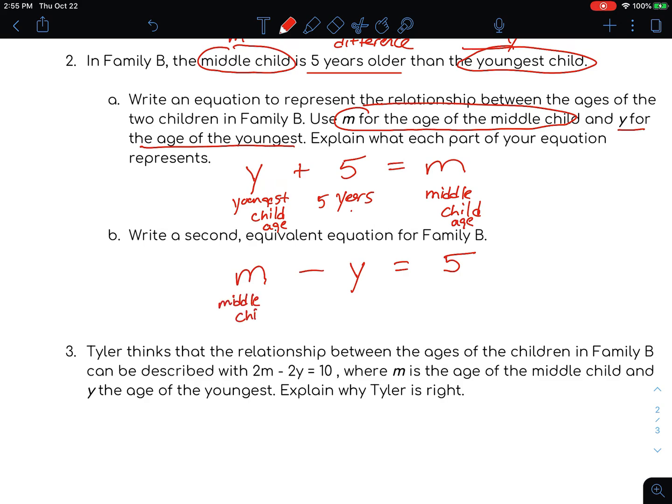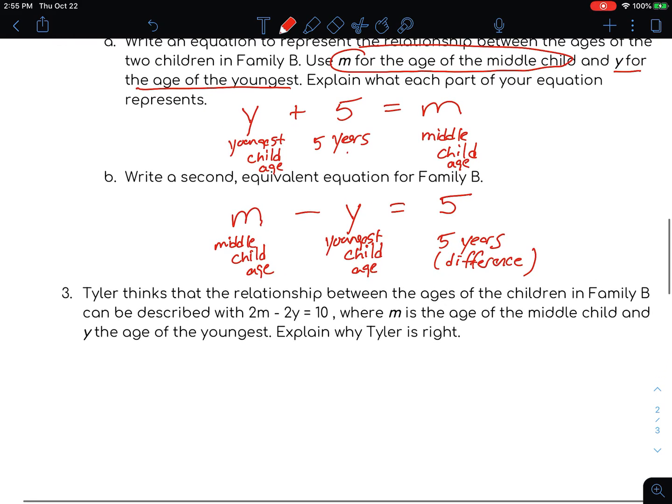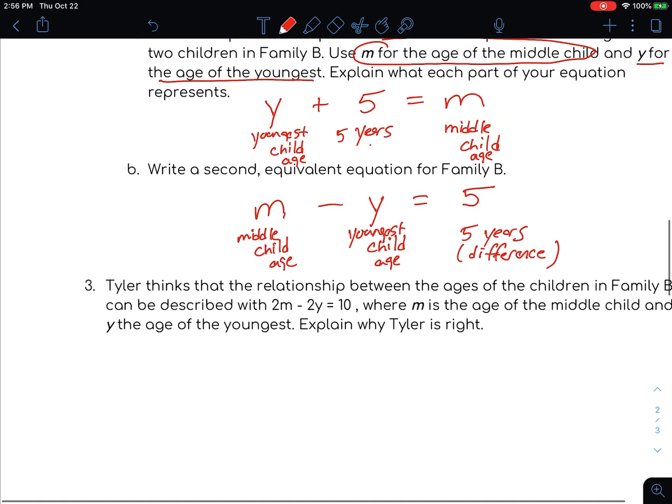So the middle child age minus the youngest child age is going to be equal to 5 years. That's the difference between the two. It's the 5-year difference between the ages. All right, and so I've got a couple of equivalent equations that could represent the same information there.